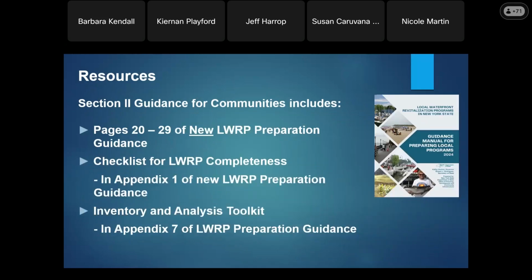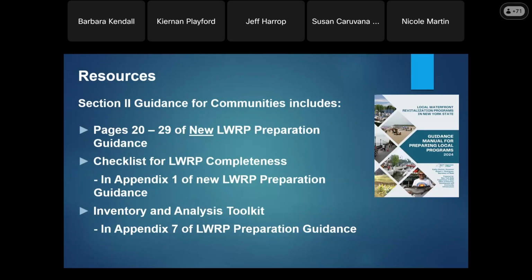And here's a final reminder about the resources that we've talked about. The new updated LWRP preparation guidance was emailed to everyone. If you didn't receive that, let me know. Send me an email, barbara.kendall@dof.ny.gov. I have requested it be posted on our website. I should be done within a week.